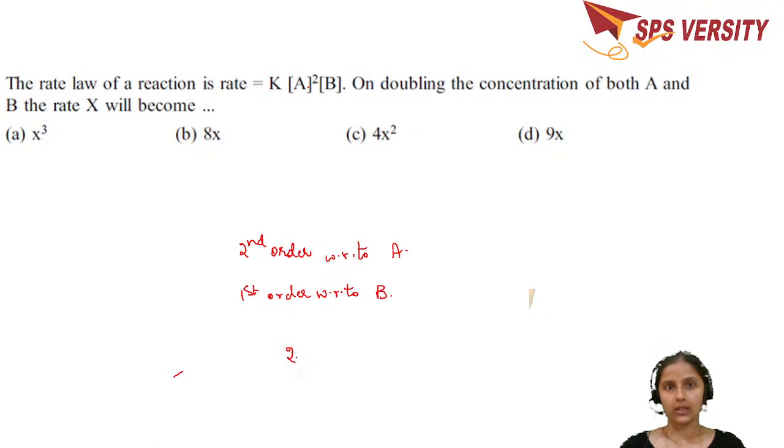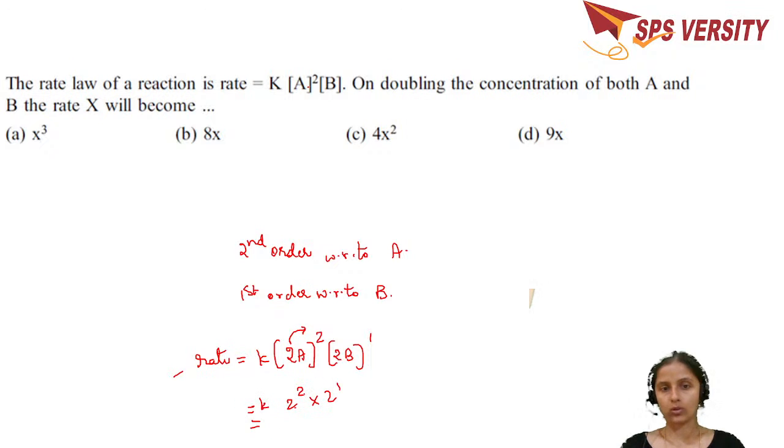You are going to double the concentration. In the place of A, you are going to take 2A. In the place of B, you are going to double the concentration of B as well. So this becomes 2 to the power 2 into 2 to the power 1. So the rate increases by 2 to the power 2 is 4, into 2, 8 times. So it is going to become 8x times.